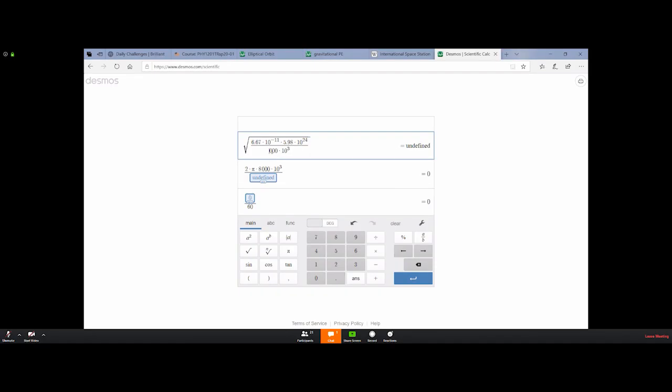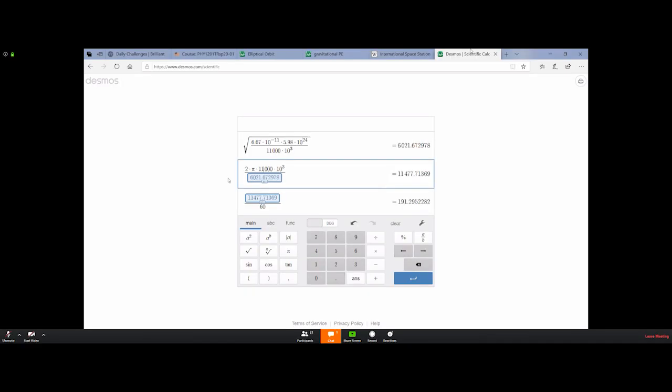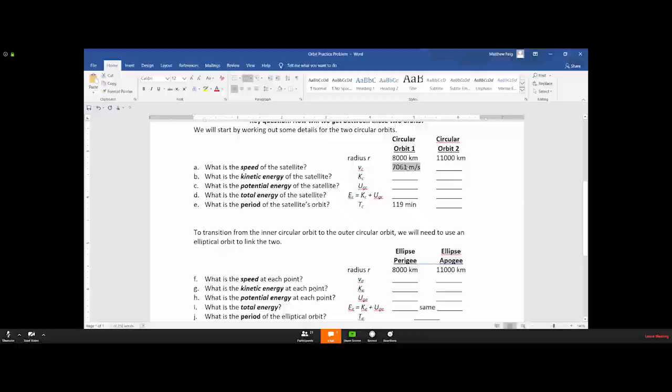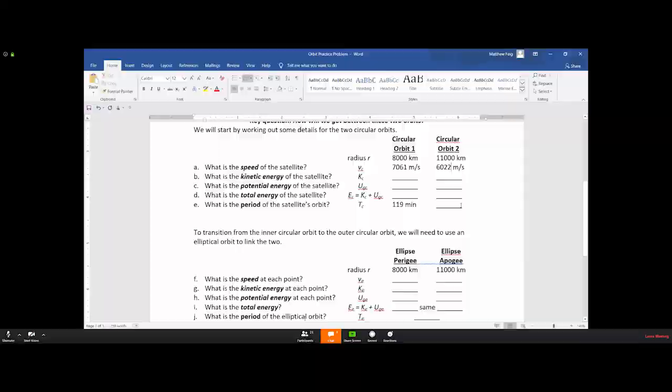Okay. And then let's just switch over to the new ones. I want to get the new numbers, but all I'm going to do is replace the 8s with 11s, this 8 with 11, and this 8 with 11. So there we go. Bigger orbit, you're moving slower. It takes you more seconds and more minutes. 191 minutes, 6,022 meters per second. Okay. 6,022, and how many minutes was it? 191.